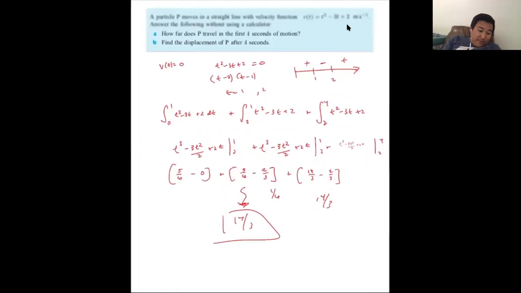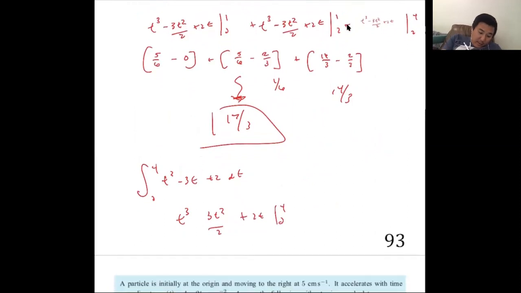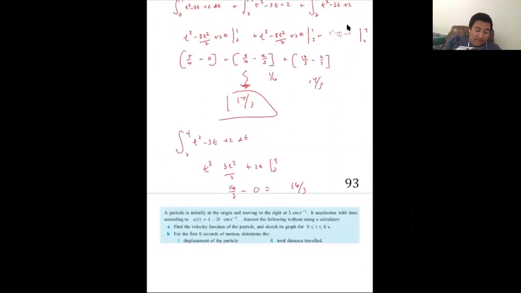Find the displacement after 4 seconds. That's when you just do the integral from 0 to 4 of t squared minus 3t plus 2 dt. And then you get t cubed over 3 minus 3t squared over 2 plus 2t from 0 to 4. And you end up getting 16 over 3 minus 0, which is 16 over 3. So slightly more, but it makes a difference.